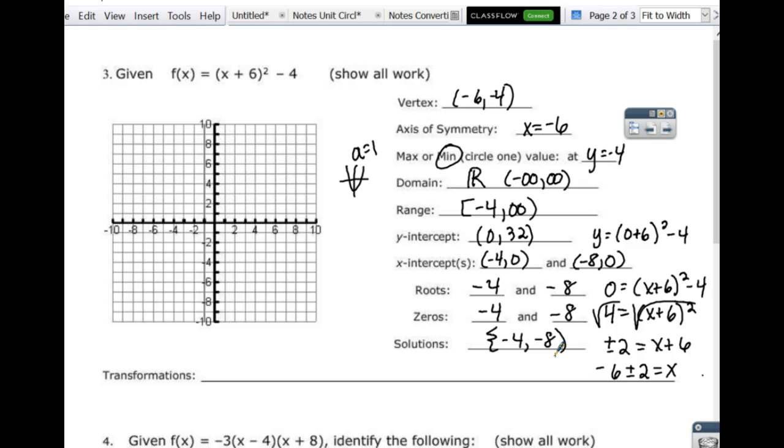So to graph it, I'm going to put the vertex, which is negative 6, negative 4. I'm going to put the negative 4, the negative 8. Because the y-intercept is 0, 32, it's way high. So what are the transformations? This vertex should have been right here. So it's 6 to the left and 4 down.